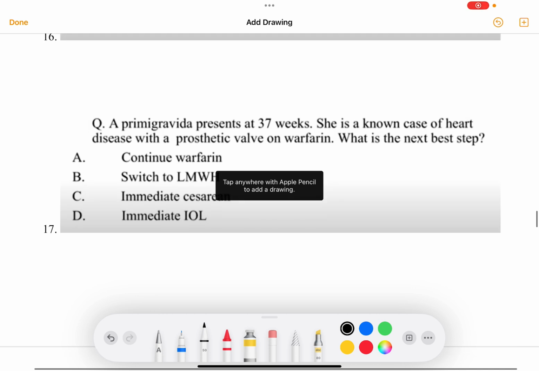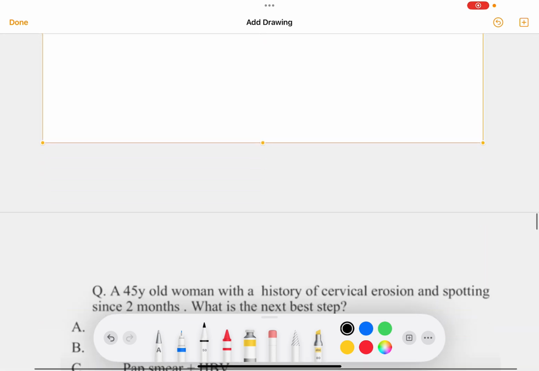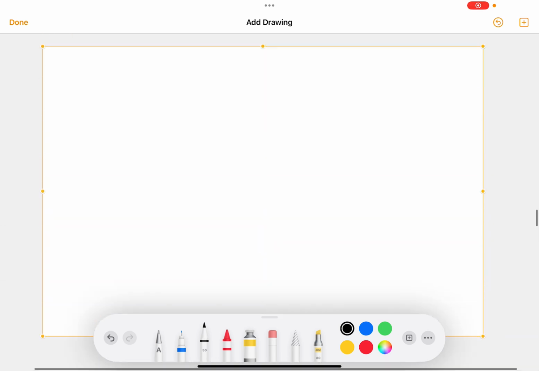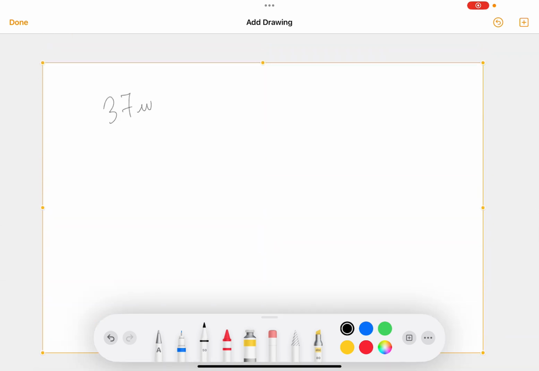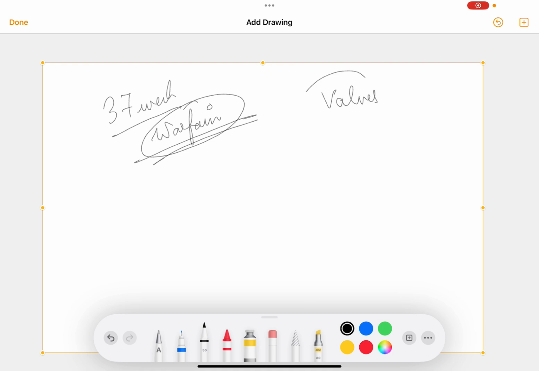Okay. Question number 17. A primary gravida presents at 37 weeks. She is a known case of heart disease with a prosthetic valve on warfarin. What is the next best step? So I had already told ki if patient is on warfarin, she is already 37 weeks. She is 37 weeks and she is on warfarin. So of course warfarin has to continue, any of the anticoagulant has to continue because she has prosthetic valves. So valves में वरना क्या होगा, valves में clot हो जाएगा and patient will have heart stopping of heart, or the valves will get clotted and will not work properly if you do not give anticoagulant. So anticoagulant has to be given.